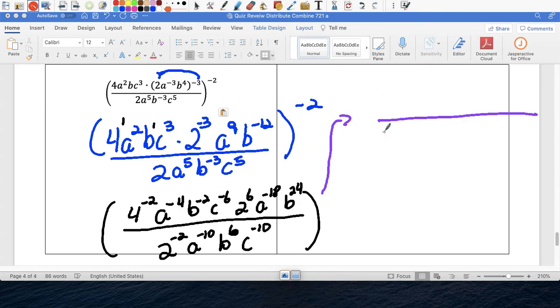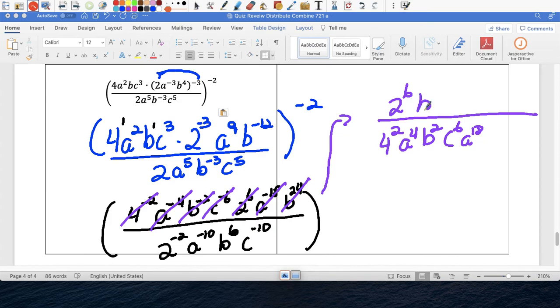Okay, 1 by 1. 4 to the 2nd power comes down. A to the -4th power is going to come down. B to the -2nd power comes down. C to the negative comes down. Its exponent is positive, so 2 to the 6 stays up. A to the -18 comes down. B to the 24 goes up.